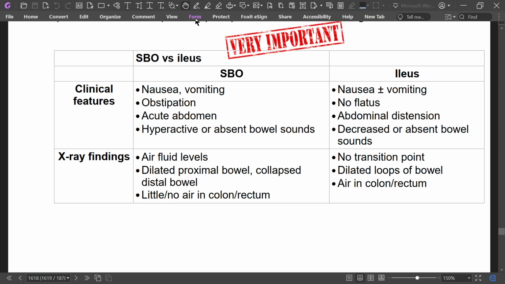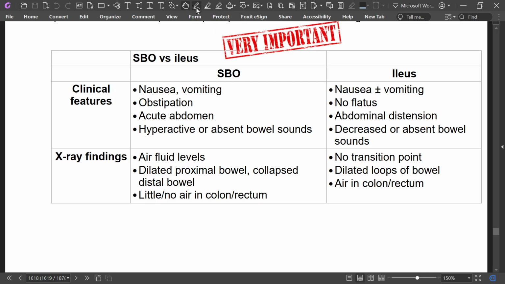Now I would like to discuss small bowel obstruction versus ileus. In small bowel obstruction, you will get nausea, vomiting. Like in ileus, you also get nausea, vomiting, abdominal pain, acute abdomen, obstipation. This is common.